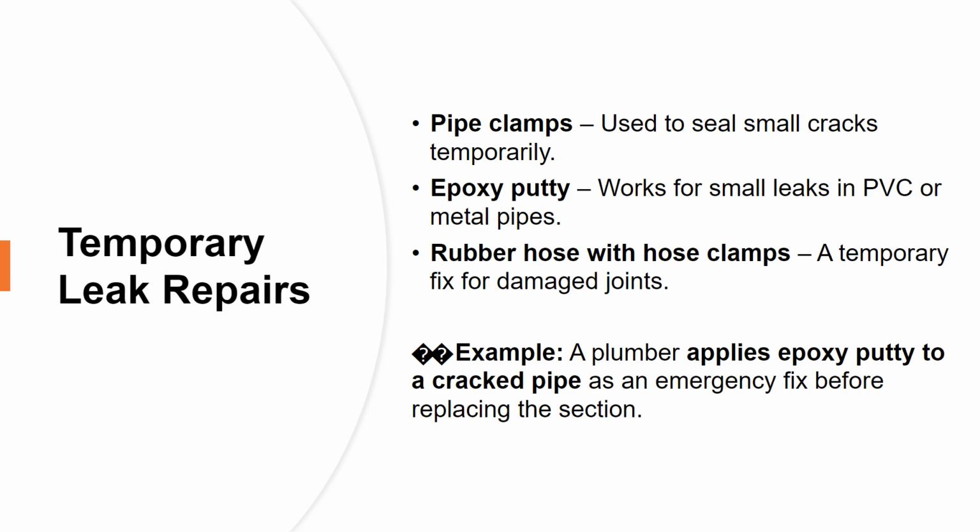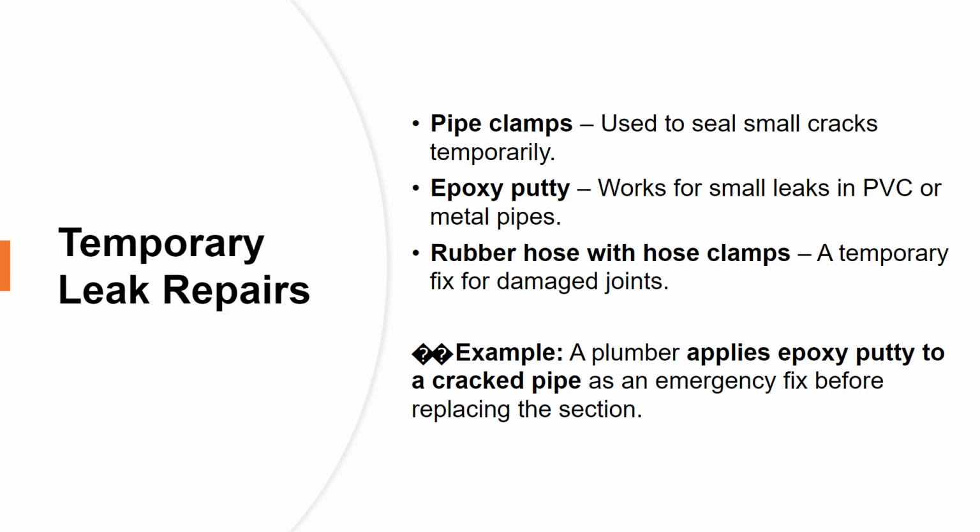Here's what to do. Shut off the water supply immediately. Your first move is always to stop the flow. Turn off the main valve or isolate the affected zone. Clean and dry the pipe area. Wipe away water, dirt, or rust around the leak. A dry surface ensures your temporary fix sticks.